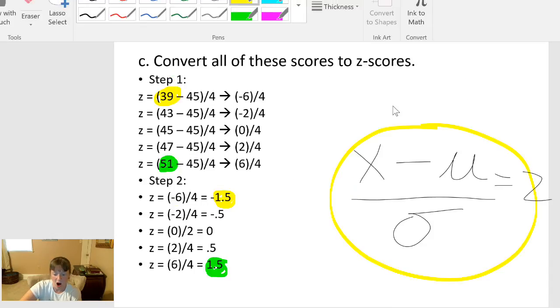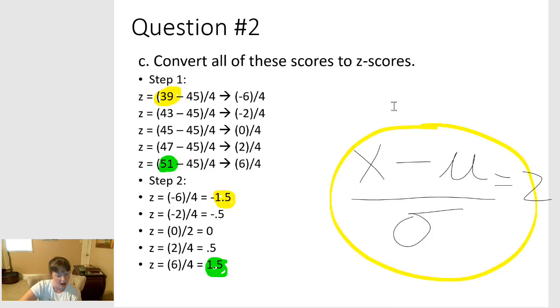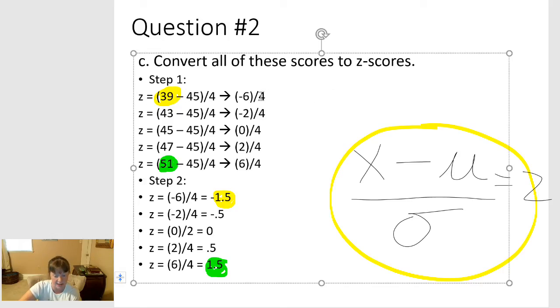Now, on this slide, I'm telling you to calculate and convert all of these raw scores into z-scores. So let's take this person here with a score of 39 that I've highlighted in yellow. The first thing I'm going to do is subtract the average again to get negative 6. But now I'm going to divide by 4.